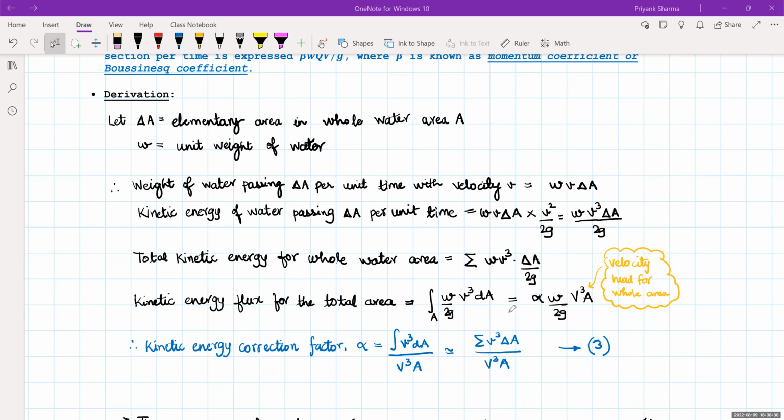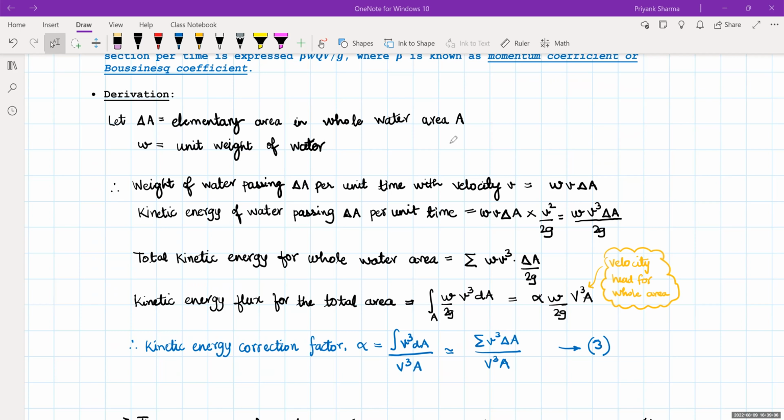So rearranging this equation and solving for alpha, we get alpha is equal to the integral of small v cubed dA upon capital V cubed A, or it can also be expressed in a discrete form. This integral is the continuous form and this sigma is the discrete form: sigma V cubed delta A upon V cubed A. So this alpha is dependent on the third power of velocity. That is the kinetic energy correction factor. If you have the velocity distribution available, based on that you can easily find the correction factor alpha.